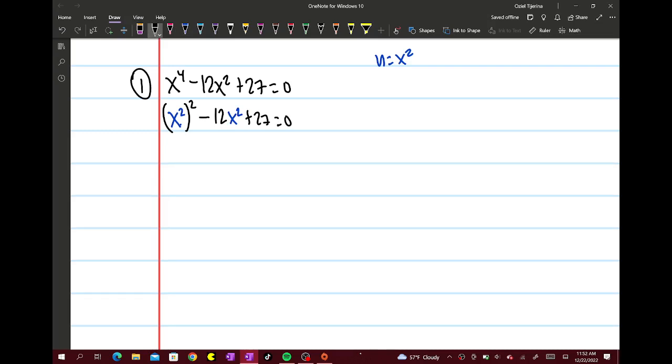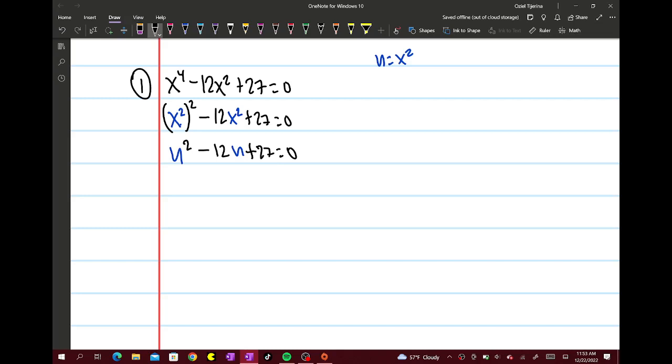plus 27 equals 0. Now, if we substitute u in, we're going to get u squared minus 12u plus 27 is equal to 0, right? So basically, this is now kind of like a quadratic equation, and we're going to go ahead and solve for u. You'll understand how this plays into solving for x once we solve for u. This is the better way of doing these.